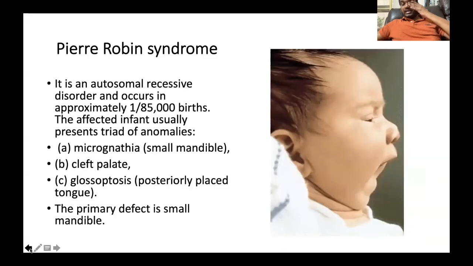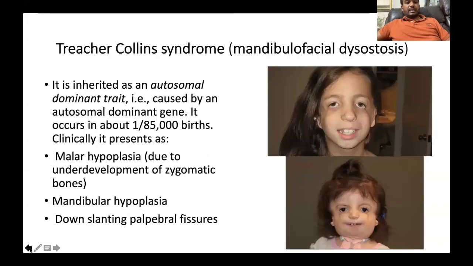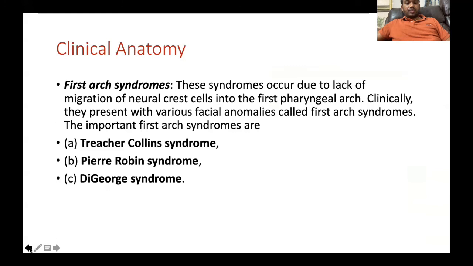So this is all about the pharyngeal pouches, the pharyngeal clefts, and the clinical aspects related to the pharyngeal arches, that is, the first arch syndromes.